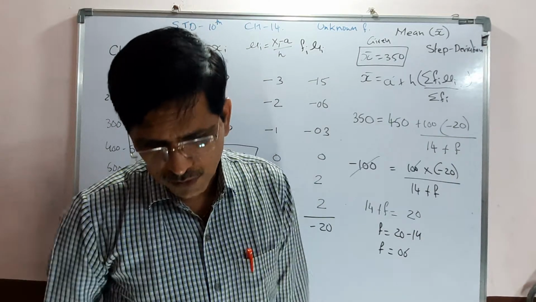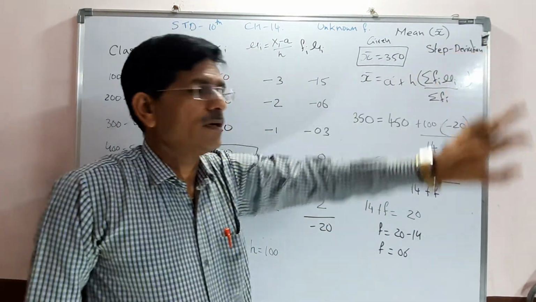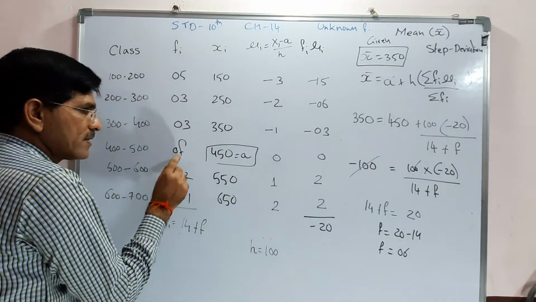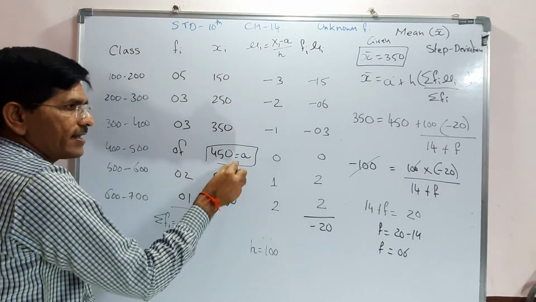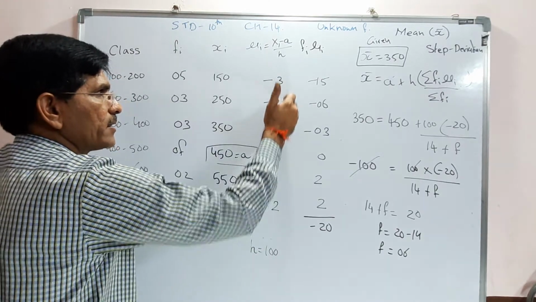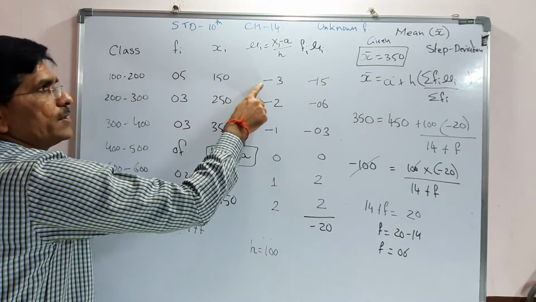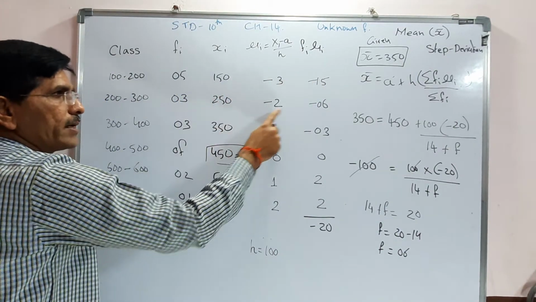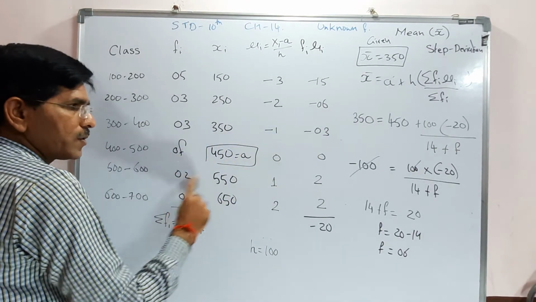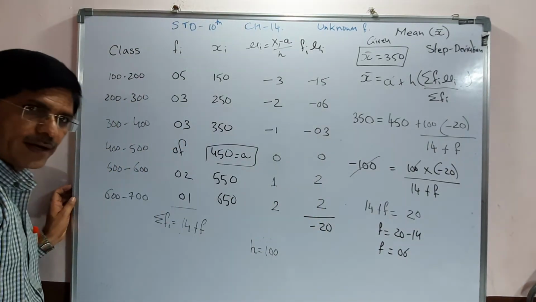Finding the unknown frequency is very easy, but what is important is that you use the step deviation method. The class is given, and wherever the frequency is unknown, always take xi as a, and in ui directly put 0, above it minus 1, minus 2, minus 3, and below it 1 and 2. Then fi ui: 5 into minus 3 is minus 15, 3 into minus 2 is minus 6, 3 into minus 1 is minus 3, f into 0 is 0, 2 into 1 is 2, 1 into 2 is 2. If you simplify, you get minus 20.